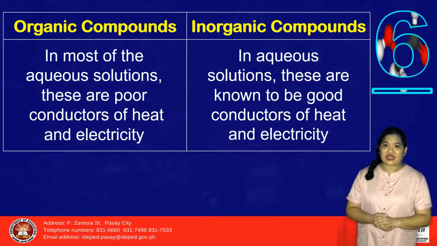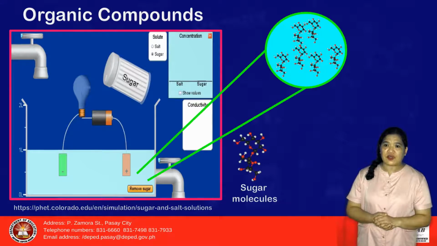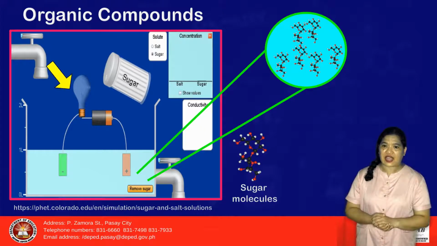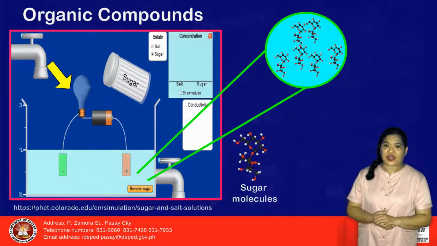Remember, electrical conductivity is only possible when a compound contains charged particles. Look at this picture. Sugar solution does not conduct an electric current because sugar dissolves in water to produce sugar molecules. These sugar molecules are usually neutral or not charged, and so are unable to move to the opposite ends of the electrodes like the ions. Since most organic compounds are molecules and form covalent bonds, they don't have ions. Therefore, organic compounds are non-electrolytes, or they cannot conduct electricity in a solution.